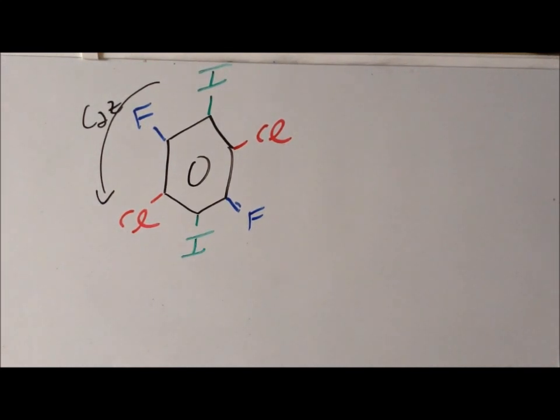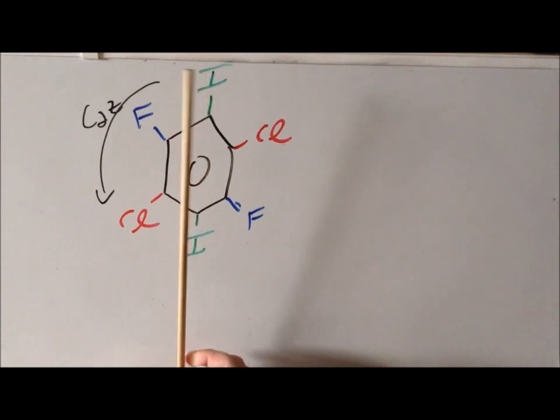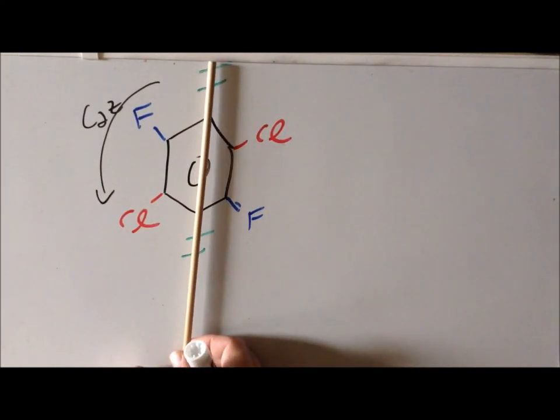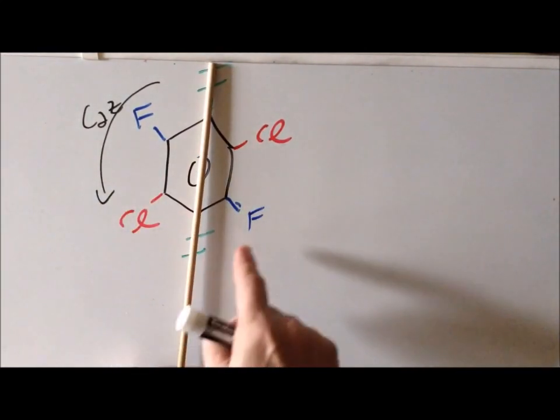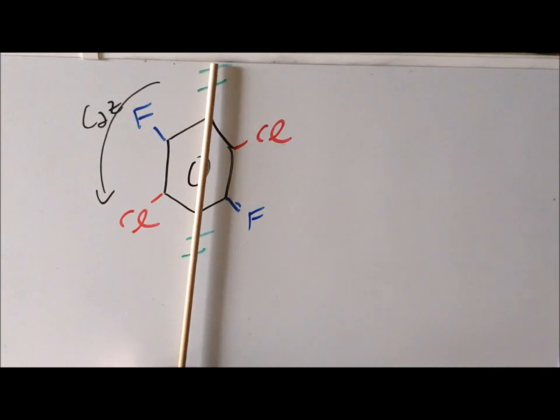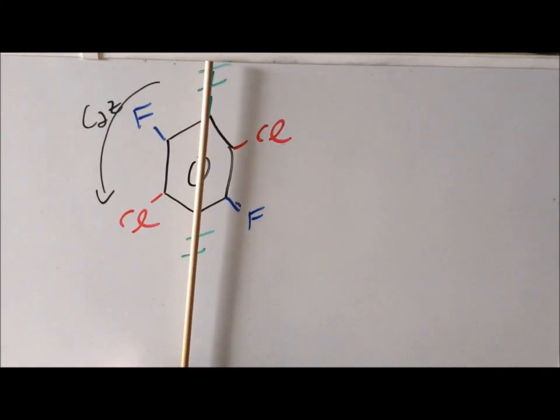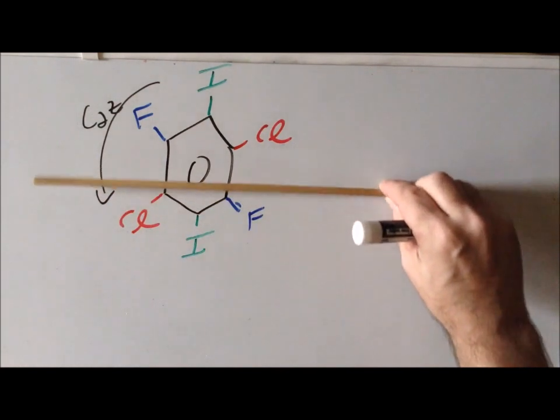The other thing we want to look for is C2 axes, particularly a C2 axis that is perpendicular to the high order rotation axis. So we might try something along the y-axis, for example. This works quite well for the iodines, but it would take chlorine into fluorine and fluorine into chlorine, so that doesn't work. So I do not have a C2 along the y-axis. I can also try along the x-axis. If I do this, it would take chlorine to fluorine, so it doesn't work.